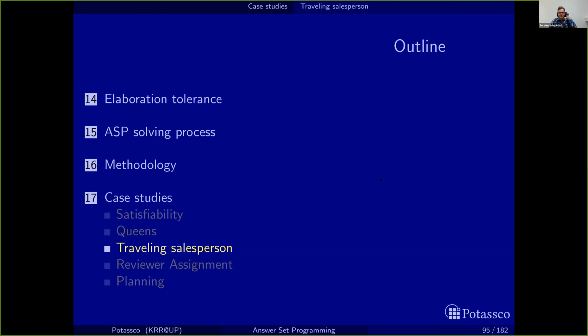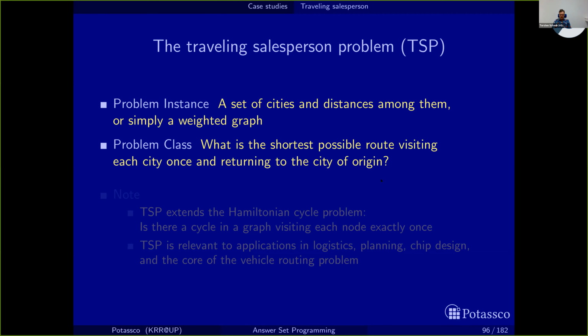Okay, so traveling salesperson. I think this is interesting because it really sheds some light on the advantages of ASP. So traveling salesperson, I think everybody more or less knows. You have a set of cities and distances among them.